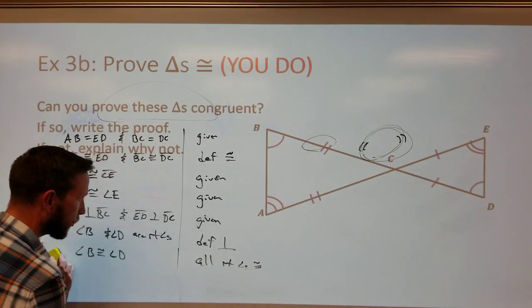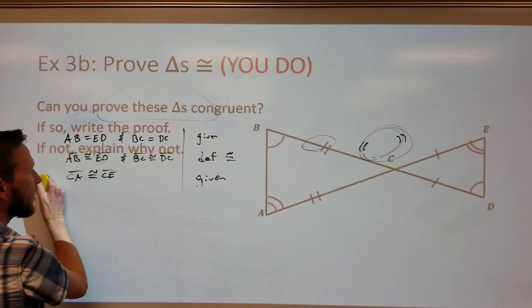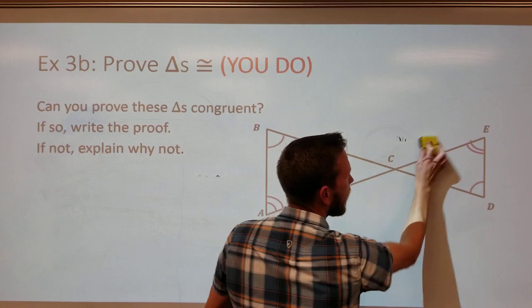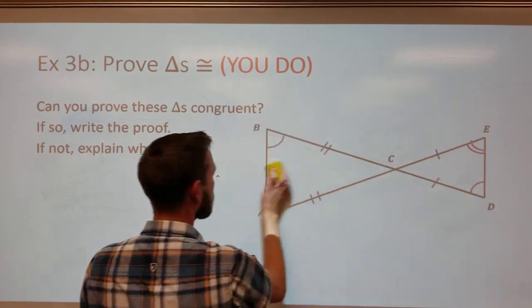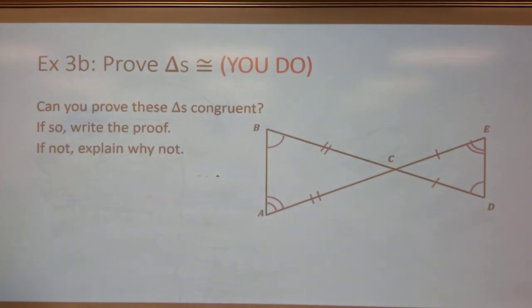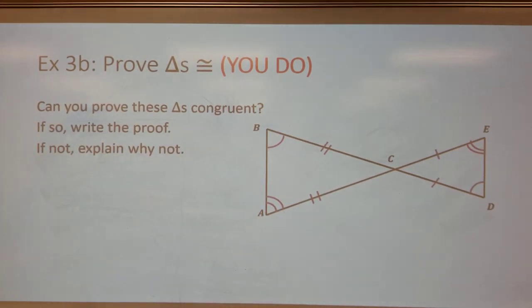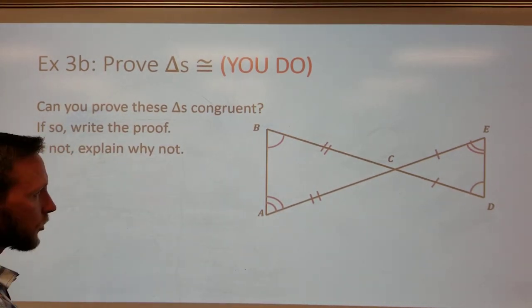Can we prove that these two triangles, ABC and EDC, are congruent to each other? If so, write the proof, and if not, tell me why, and then we'll do that.